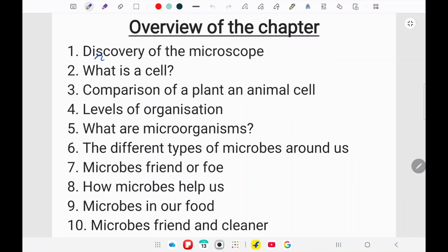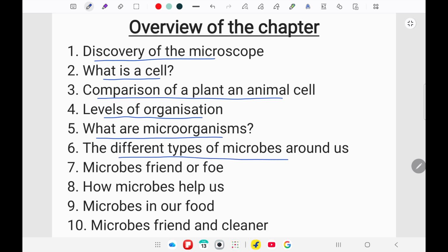So, before we wrap up the chapter, let us quickly summarize it. We discussed about the discovery of microscope, we discussed about what is a cell, we also did the comparison of a plant cell and an animal cell, we discussed about the level of organization, then we talked about the microorganisms, the types of microbes around us, the microbes that are friendly and those which are not friendly, which are foe.